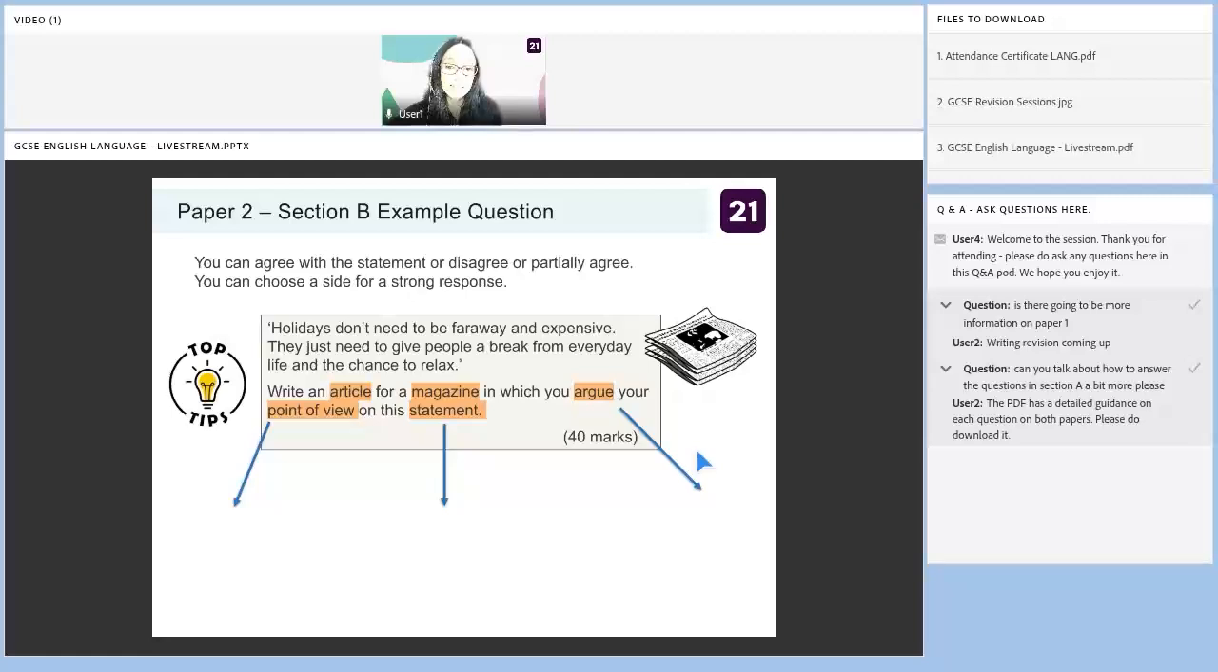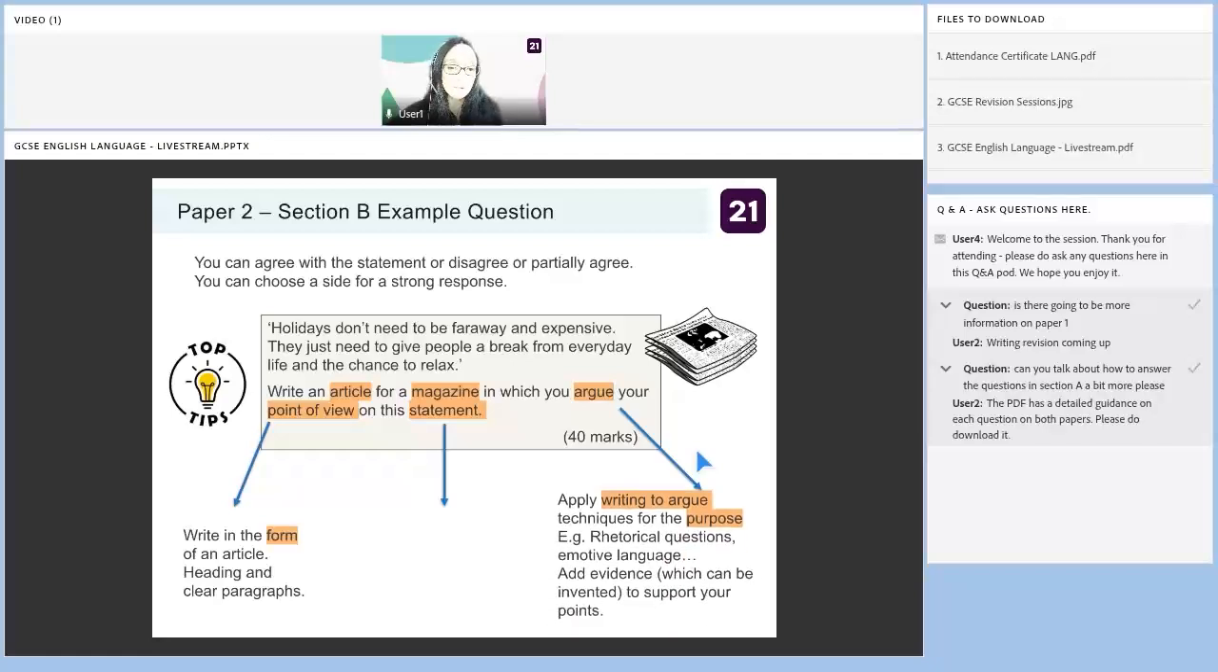But what's really important is to make sure that you apply the PAFT acronym. So work out the form. And in this question, the form is an article. So you should start to think about using a heading and have some clear, detailed paragraphs for your article. You don't need to write in columns for this one. You also need to make sure that you understand your writing purpose. And this one is writing to argue. So apply writing to argue techniques to make your argument convincing, things like rhetorical questions, facts, expert views, anecdote. Add evidence where you can. And this way, it will make your argument more convincing to support your points.